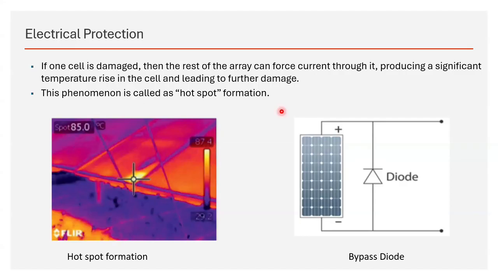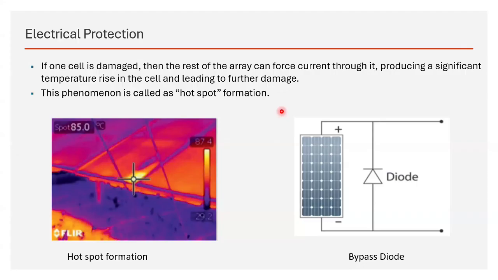And the phenomena, what we call hotspot. So if you take a thermography camera, then you will find that a particular region of a solar PV cell is getting more heated. So it is creating localized hotspots. So that means this solar PV cell needs a replacement.